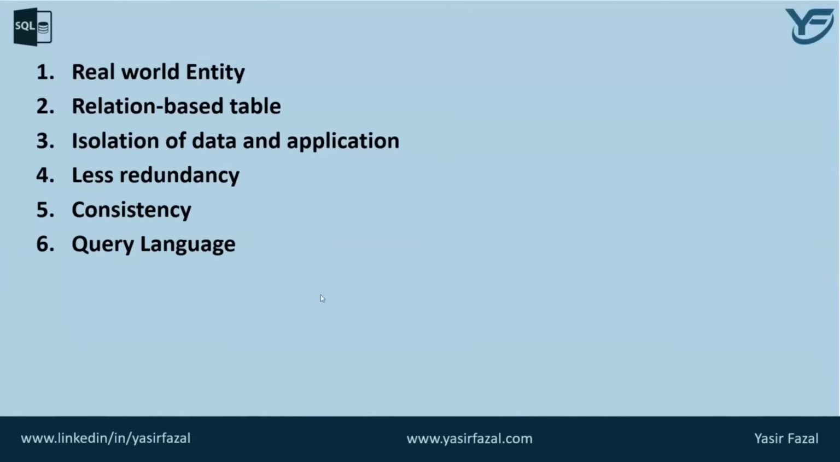Next one is ACID. ACID means atomicity, consistency, isolation, and durability. These concepts are applied to the transactions which manipulate data in a database. ACID properties help databases stay healthy in a multi-transactional environment and in case of failure.